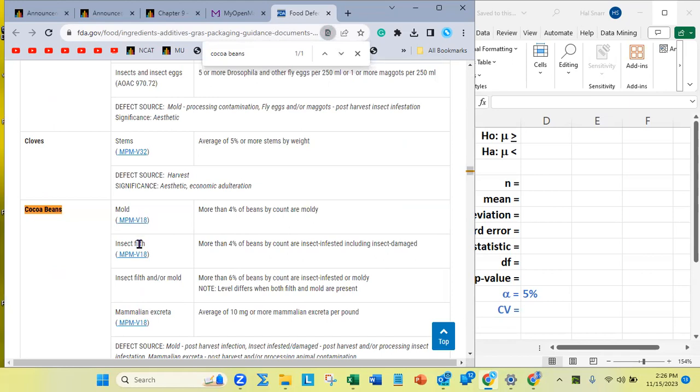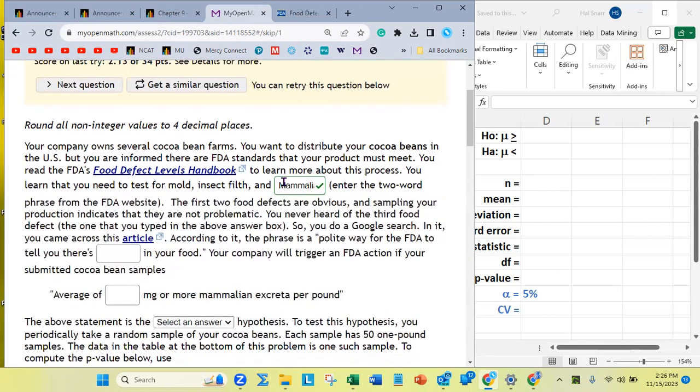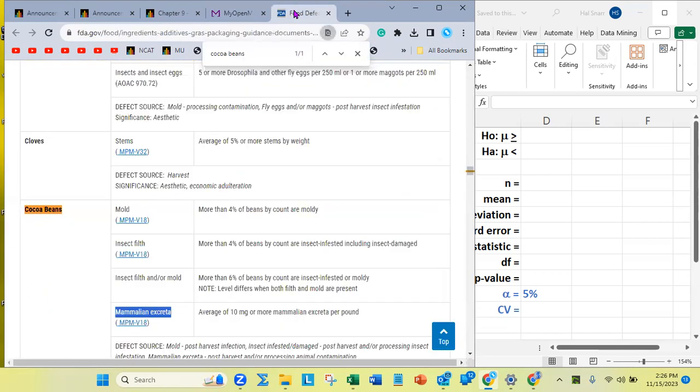So mold, insect filth, and mammalian excreta. I'm going to copy mammalian excreta and paste it right here. The first two food defects you've already tested. We're going to assume that you already tested for mold and you already inspected for insect filth. The last thing you have to inspect for is mammalian excreta.